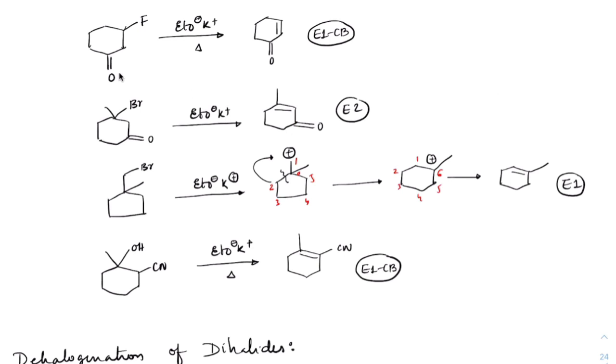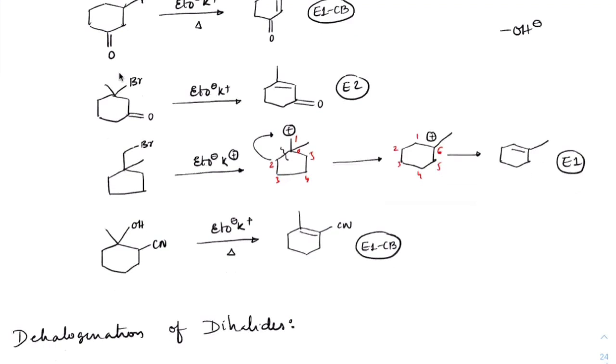OH minus is a very strong base. Right? Would it want to come out of the molecule? No, right? Just remember it this way: all weak bases are good leaving groups. All strong bases are poor leaving groups. Okay? Okay, sir.